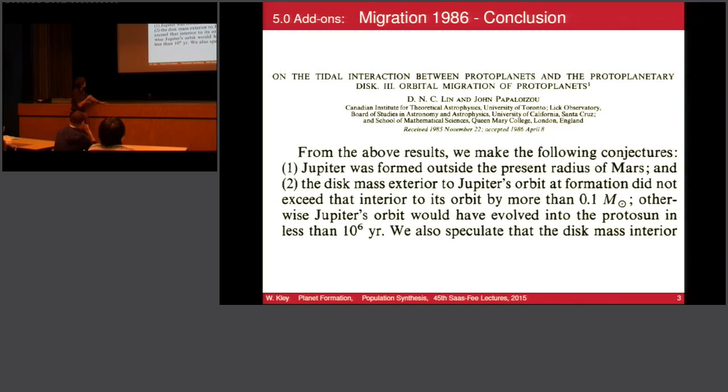Jupiter was formed outside the present radius of Mars, okay. And second, the disk mass exterior to Jupiter's orbit at formation did not exceed that interior to its orbit by more than 0.1 solar mass. Otherwise, Jupiter's orbit would have evolved into the protosun in less than 10^6 years. Okay, this is all correct. They didn't want Jupiter to move inward because they thought, okay, Jupiter is there where it is, which is fine.